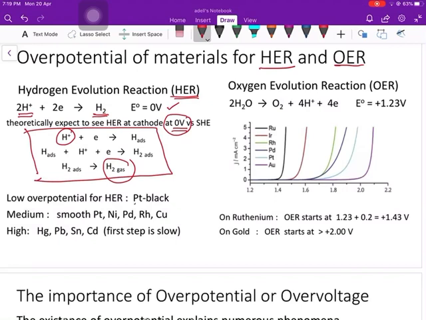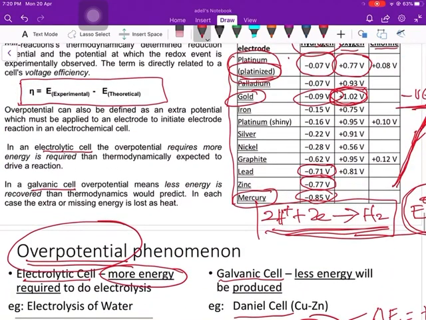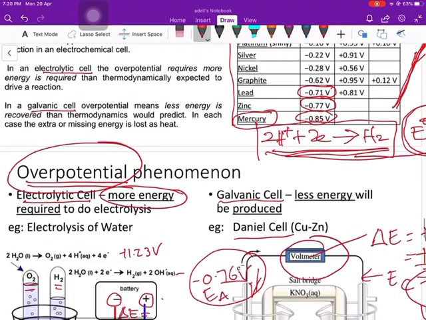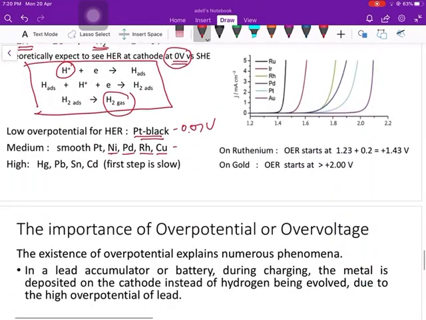On platinum black there is low overpotential for hydrogen evolution, probably in the range of 0.07 volt. For medium overpotential, there are materials such as platinum, nickel, palladium, rhodium, copper. So the hydrogen evolution will occur at more negative potential. Look at this, such as nickel, negative 0.28, which is the medium overpotential.